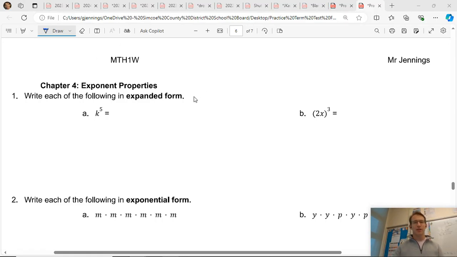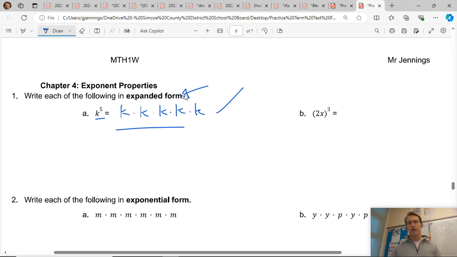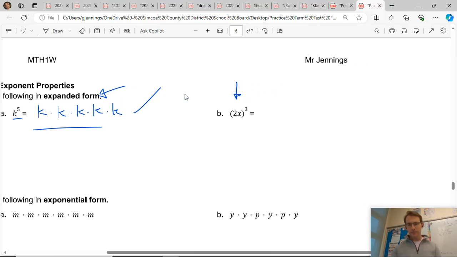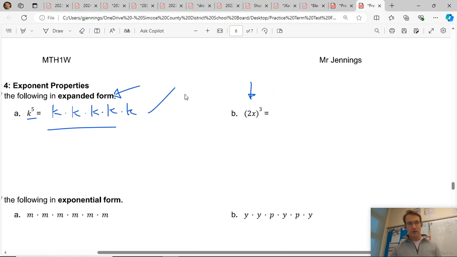All right, so the first thing that we're looking at is this skill of expanded form. So this is a very useful skill to be able to say, okay, k to the 5 is the same thing as 5 copies of k multiplying. So I would write that this way, k times k times k times k times k, done. But if I have something that looks like 2x raised to the power 3, that is actually a little bit different, where the base is actually 2x, so the base has got more stuff going on. So this would be 2x multiplied by 2x multiplied by 2x. 3 copies of 2x multiplying.